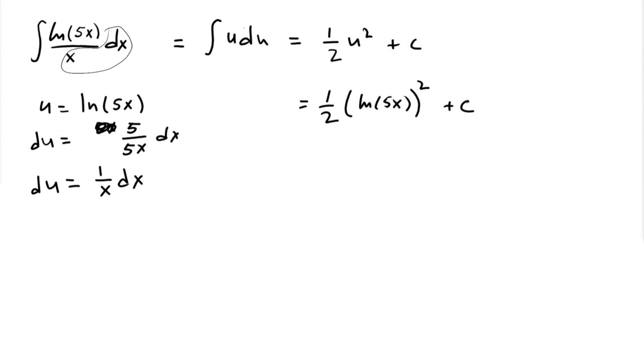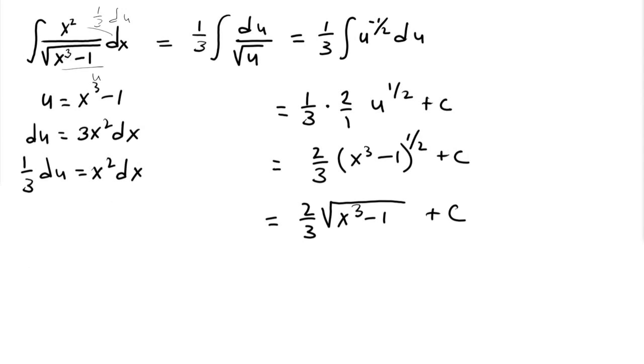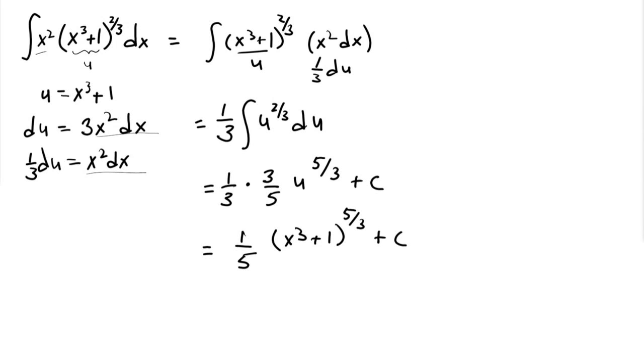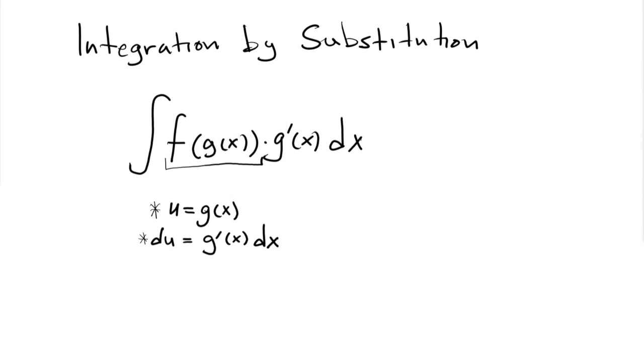So you've got a few examples here that you can go back through. Got one that involves a nice e there, a couple of rational expressions, a couple of basic ones. And just remember, composite functions require a u substitution.